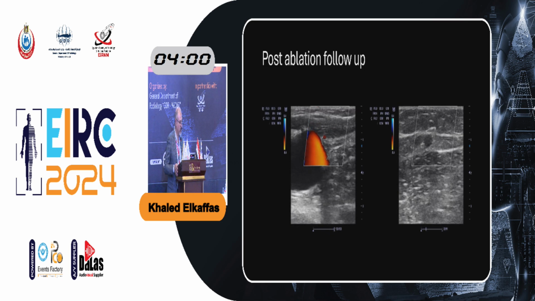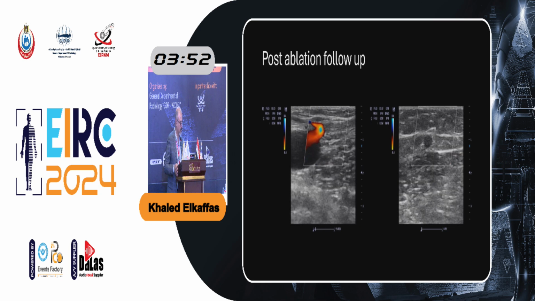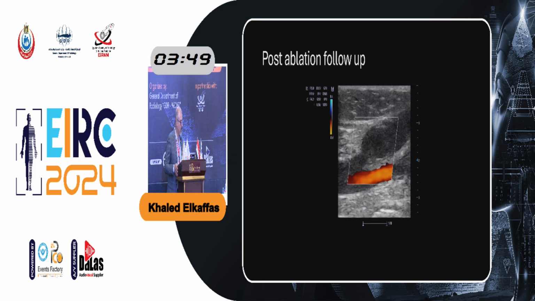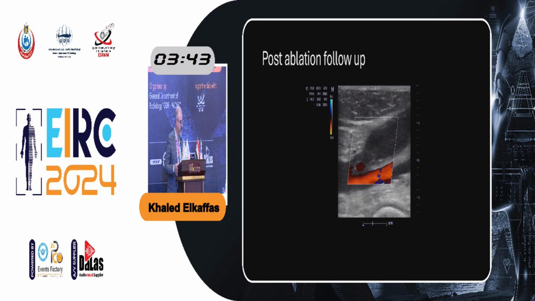Here is an axial view. You can see here the vein is non-compressible, totally occluded, without any pain or complications to the patient. Here's a large vein ablated, a short saphenous vein with no complication to the popliteal vein and a competent saphenopopliteal junction.